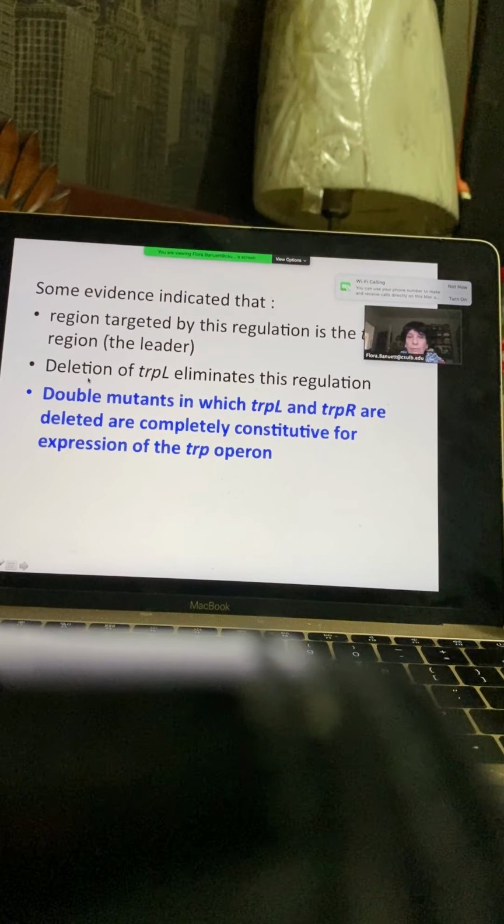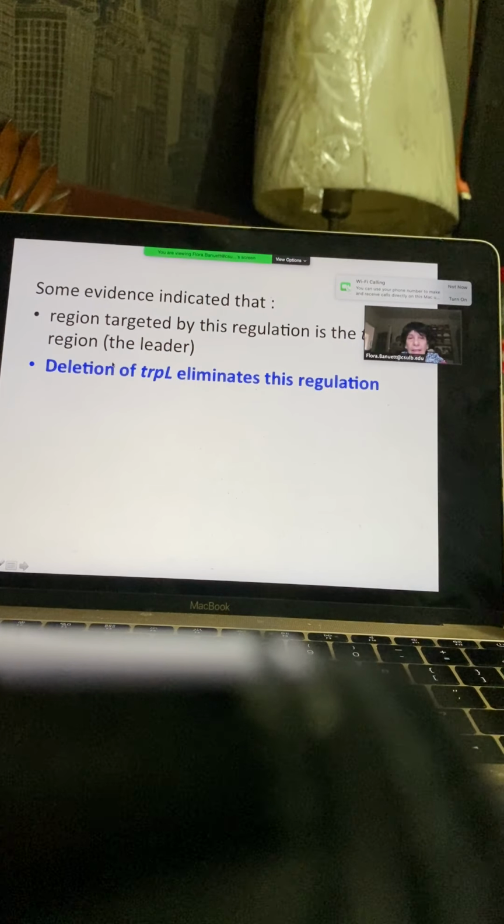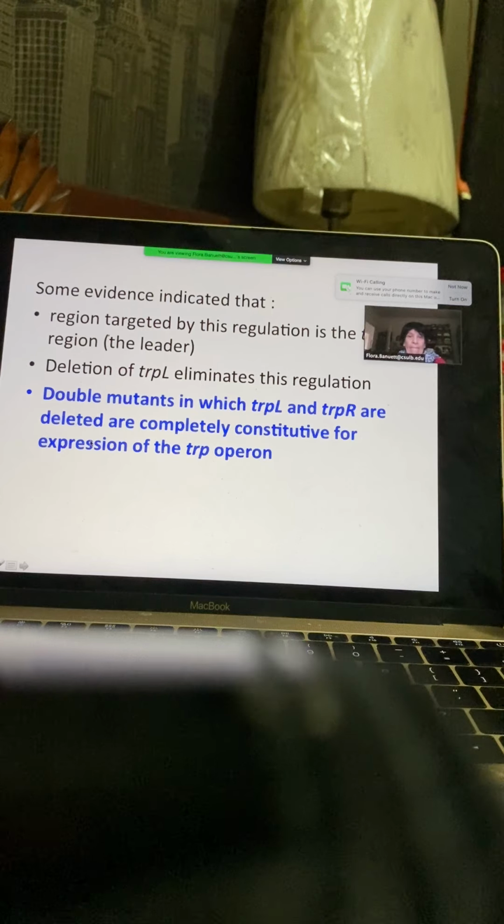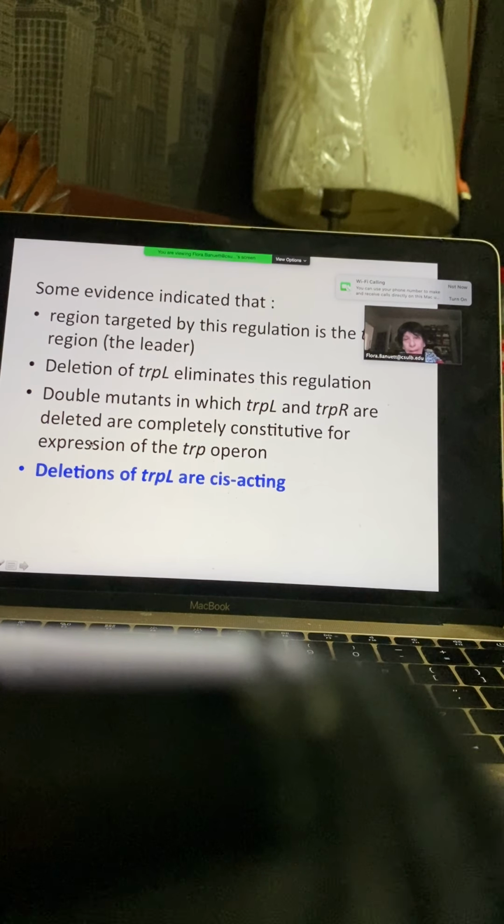If you have double mutants in which you delete both this region plus the repressor, shown here in a ribbon model bound to DNA, the DNA shown here as a stick model, and this is a dimer, if you delete the repressor and this region, now you do observe constitutive expression all the time, regardless of whether there is tryptophan or not. Okay? So it is more complex, and there is something else going on here.